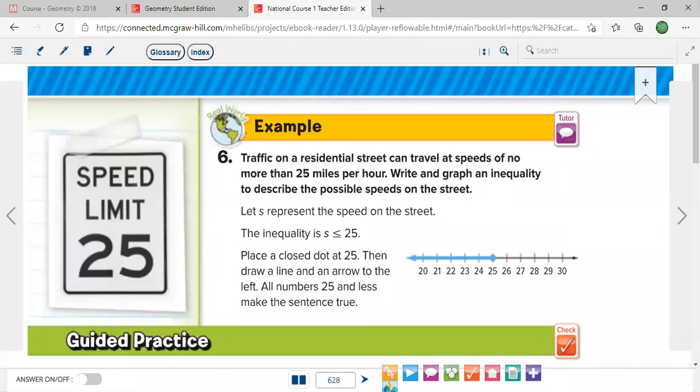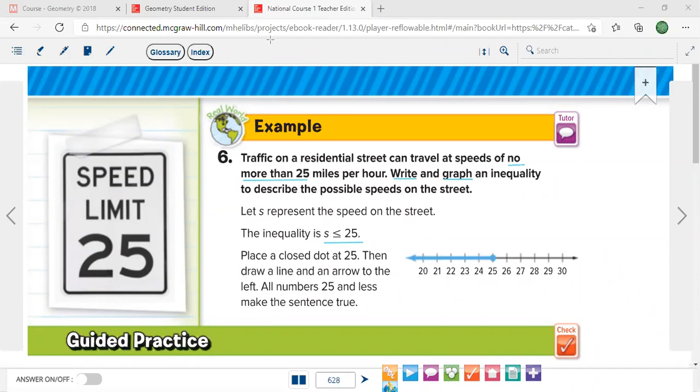In example 6, traffic on a residential street can travel at speeds of no more than 25. No more than means smaller than or equal. No more than 25 miles per hour. Write and graph an inequality to describe the possible speeds on the street.